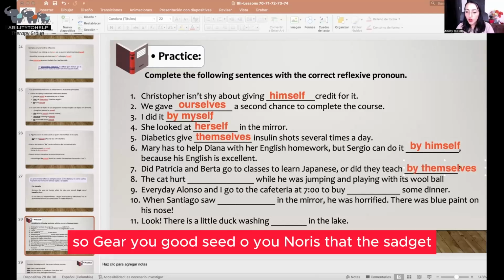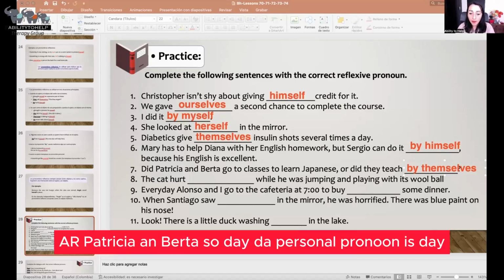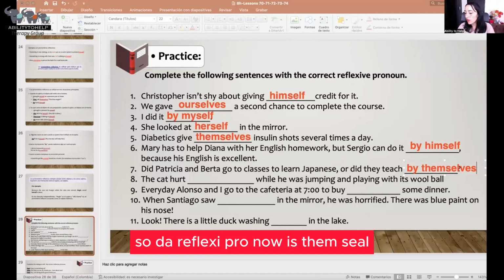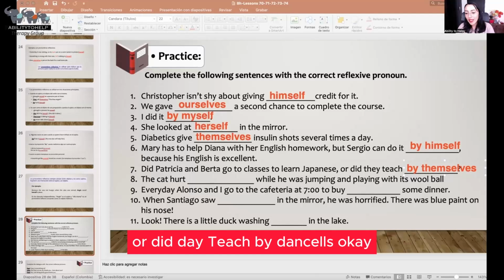So here you could see, or you notice, that the subject, or the personal pronouns, are Patricia and Berta. So they, the personal pronoun is they. So the reflexive pronoun is themselves. Did Patricia and Berta go to classes to learn Japanese, or did they teach by themselves?